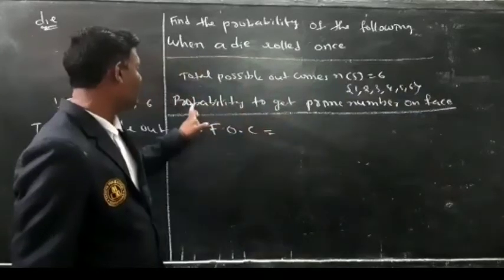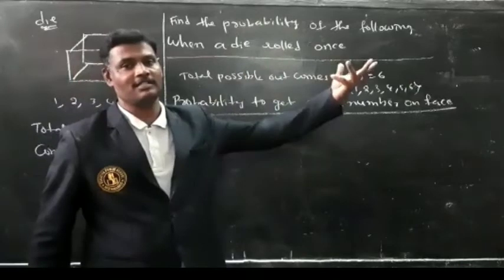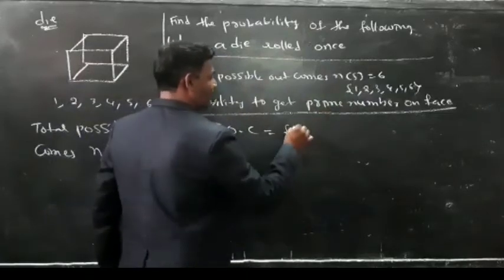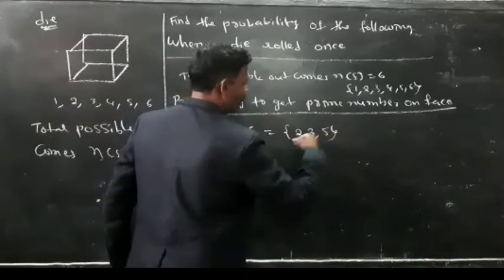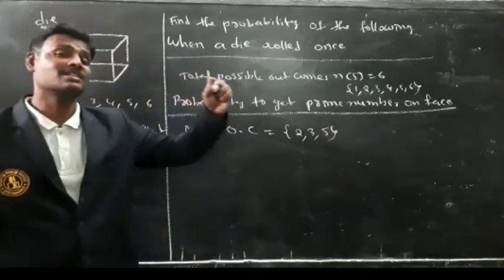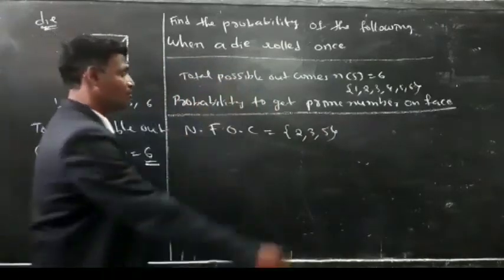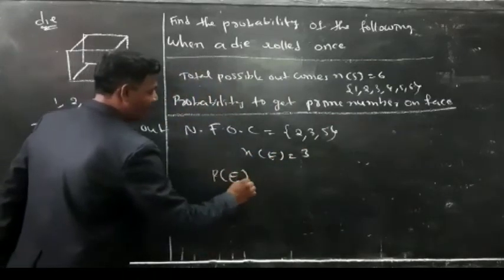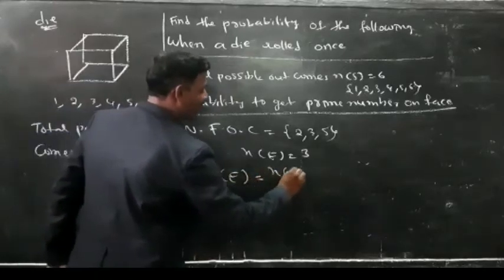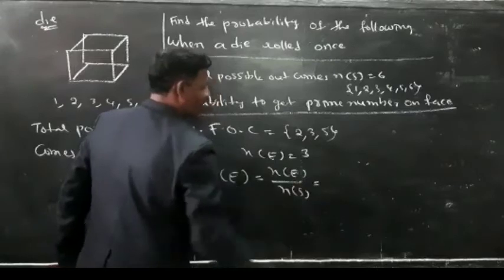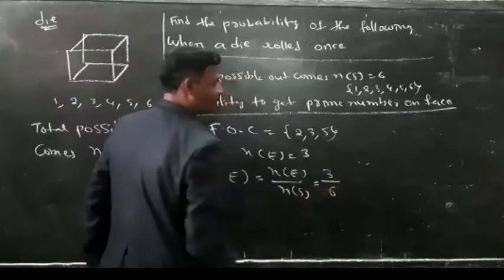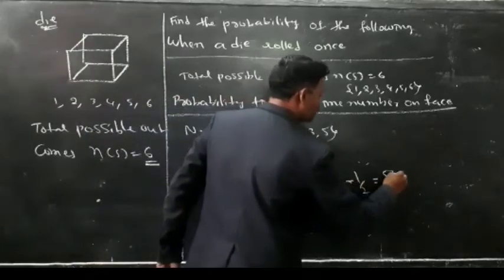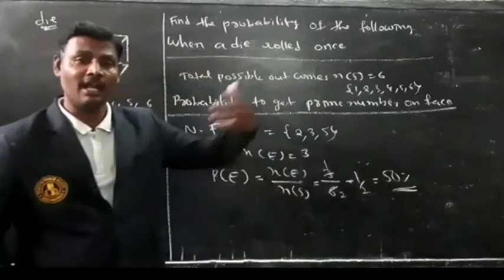So from that I need the probability to get a prime number on the face. From the 6 numbers, what are the prime numbers? Here 2 is a prime number, 3 is a prime number and also 5 is a prime number. There are 3 chances to get a prime number on the face. So n of E is equal to 3. Then P of E, probability of an event, is equal to n of E by n of S. n of E means 3 by total possible outcomes 6. 3 ones are 3, 3 twos are 6, so 1 by 2. It means there is a 50% chance to get a prime number on the face.